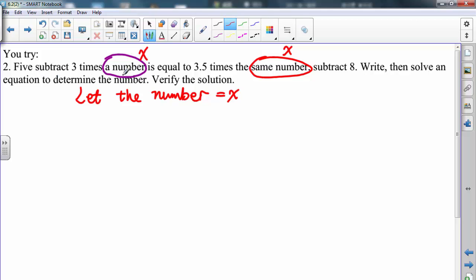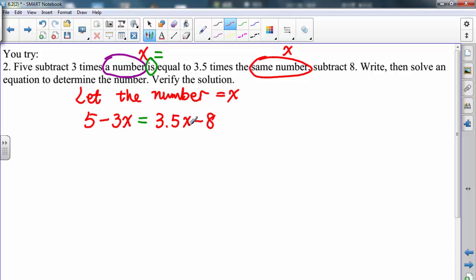Right now we only need to translate all the words into mathematical numbers, symbols, and expressions. 5 subtract 3 times a number. That means 5 minus 3x is the same as equal sign in mathematics. Equal to 3.5 times the same number subtract 8. So this one is 3.5x minus 8. So that's how we can set up the equation for this question.